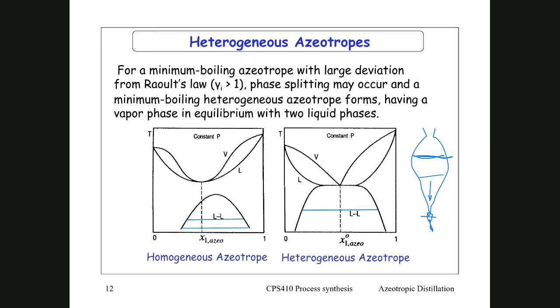Once you've made that separation, you can use it as a feed to a distillation column that takes you into this region. And if you put this feed into a distillation column, you'll be able to make this pure product over here, and you'll be able to make that pure product over there as the two products from your distillation column.